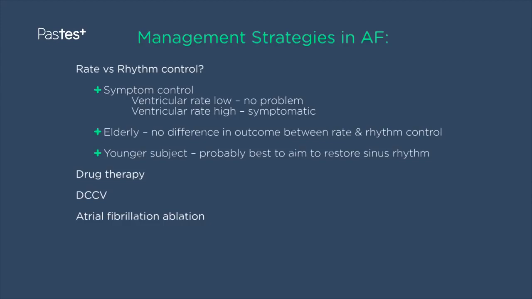Often the choice of drug therapy is superseded by DC cardioversion. This is often a very simple route and very, very successful in restoring sinus rhythm to patients who have an underlying atrial irregularity. The third option is atrial fibrillation ablation. This is an electrophysiological technique where catheters are passed through the veins in the leg up to the heart and ablation is performed. This can be very, very successful in patients, although it frequently requires repeat procedures.